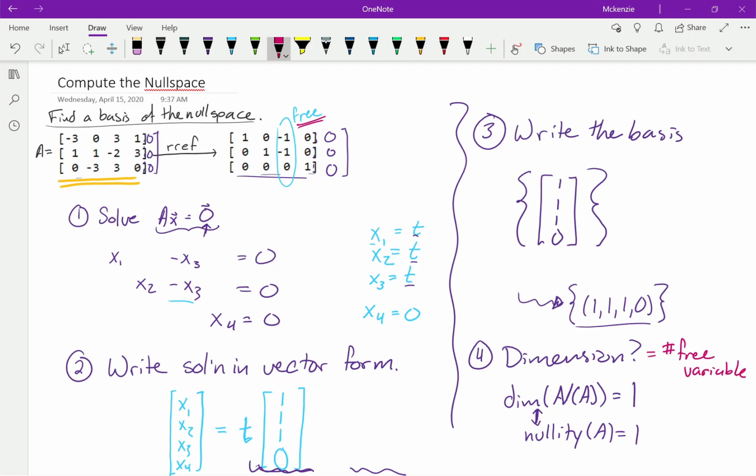Versus the rank, which is the number of non-free variables, the number of leading ones. Remember that from last time. It equals the number of leading ones. All right, excellent. So that is that.